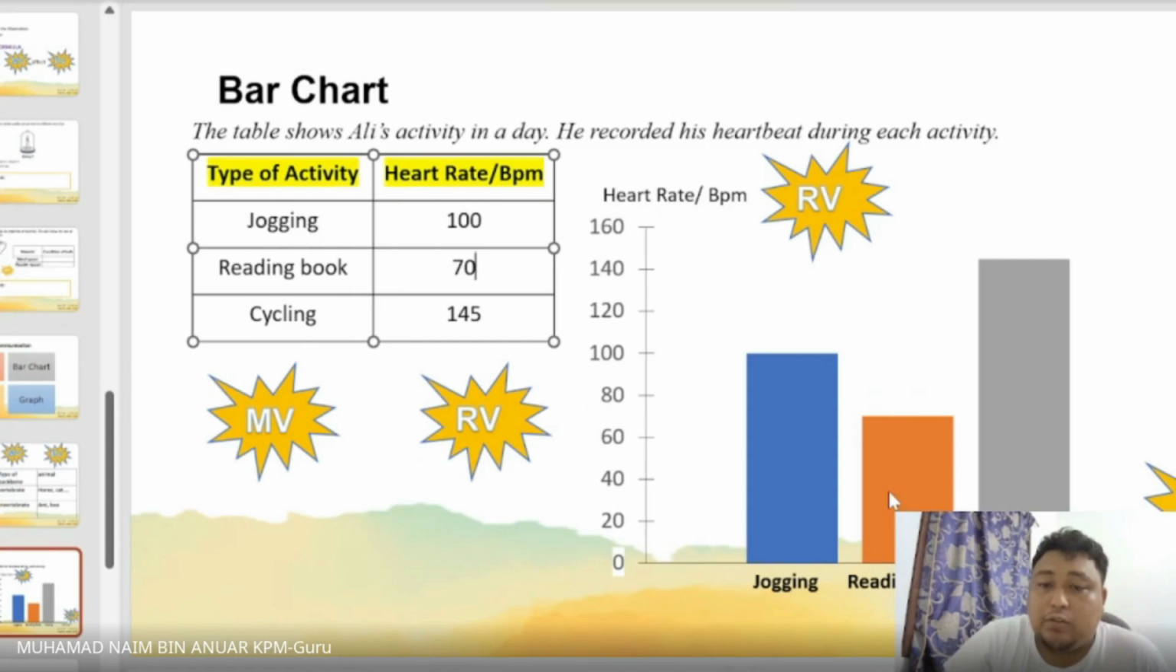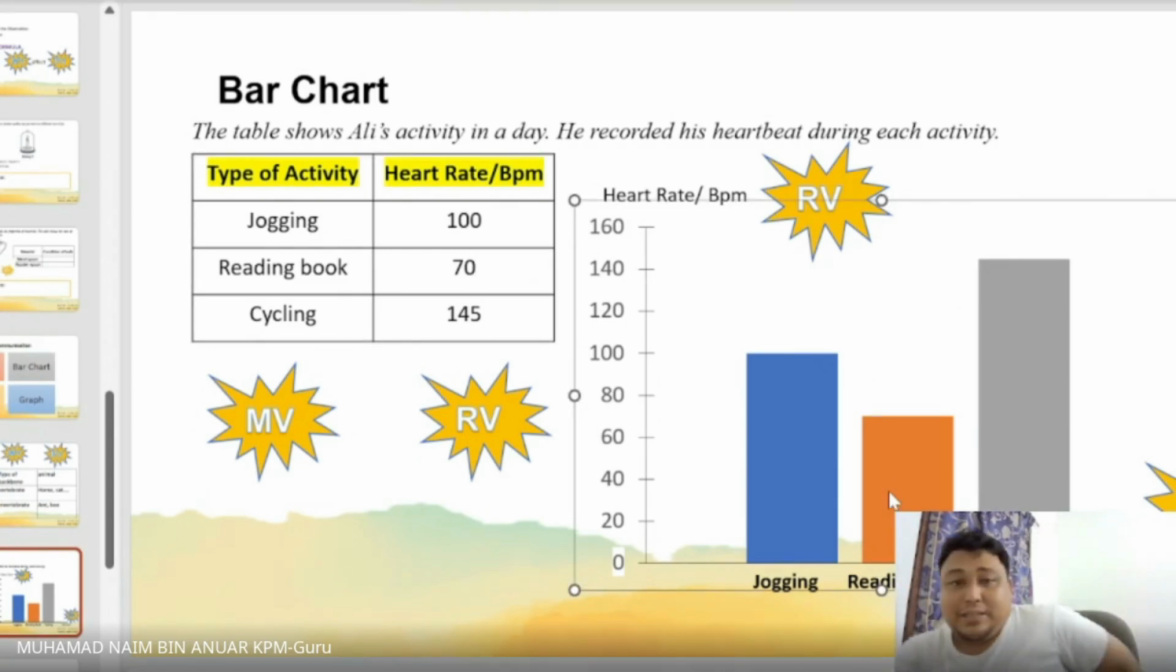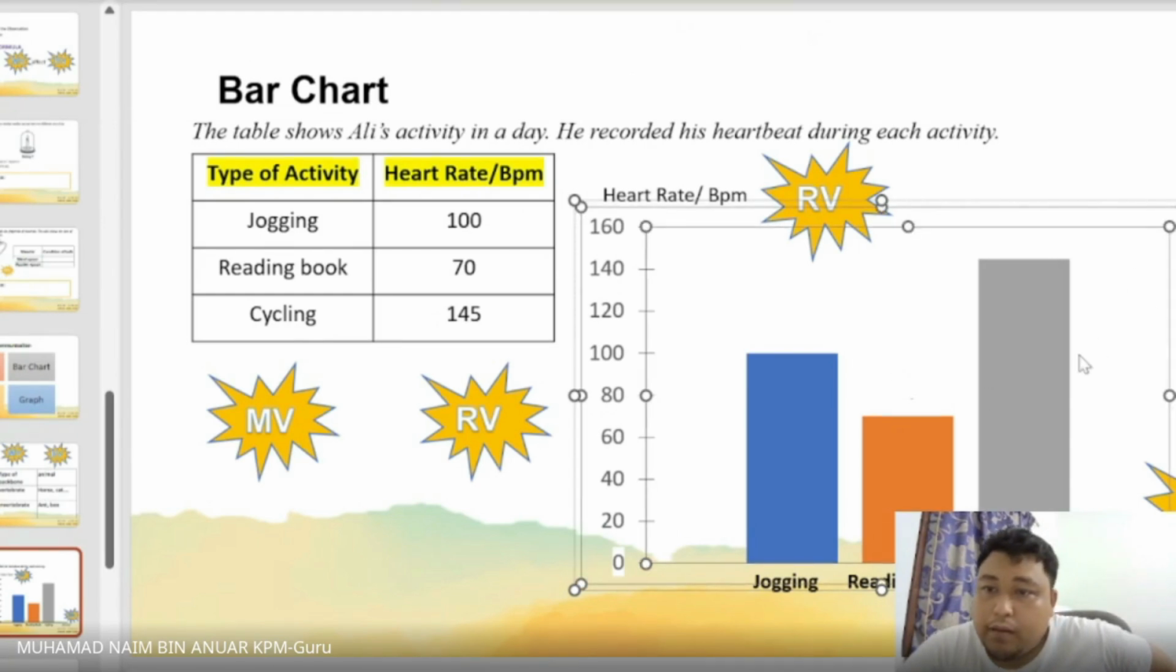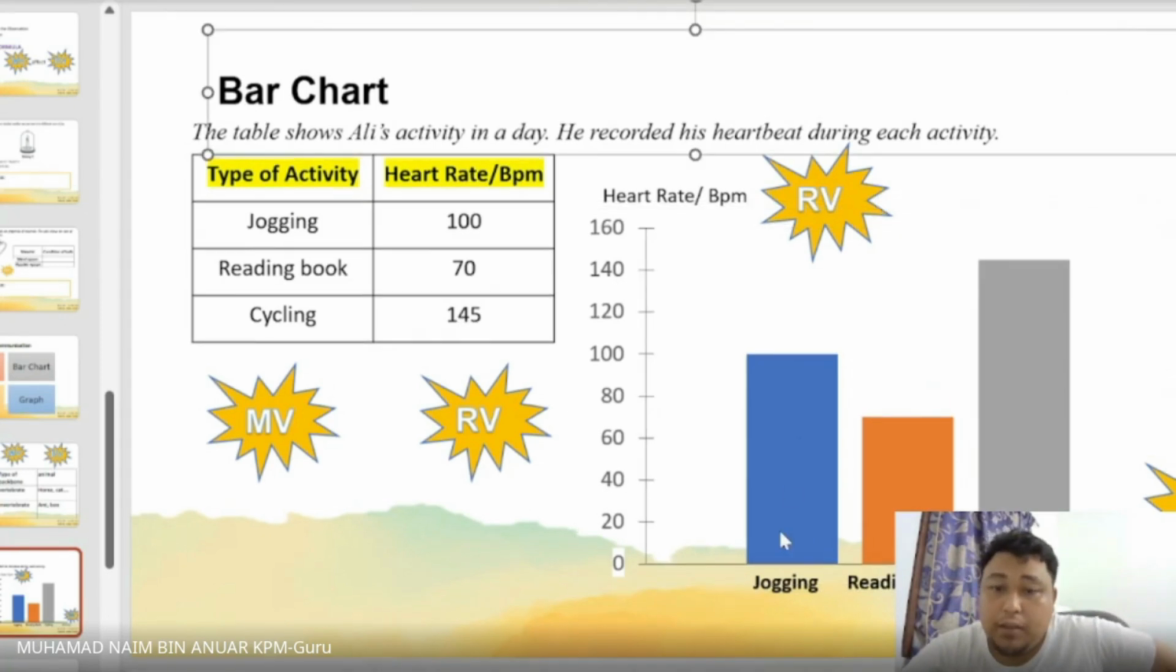Teacher, do we need to color your bar chart? No need to color the bar chart. It's better for a bar chart to be clean like this. Let me clean. Wait. Chart design. They don't give you any way to change it, but make it clean. Don't color. Just label it down here: jogging, reading book, and cycling. Okay, label it down there.